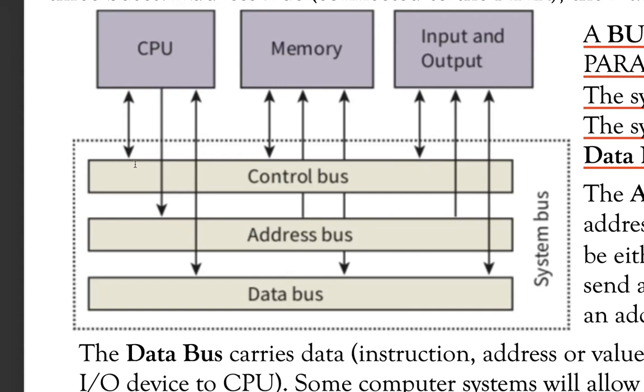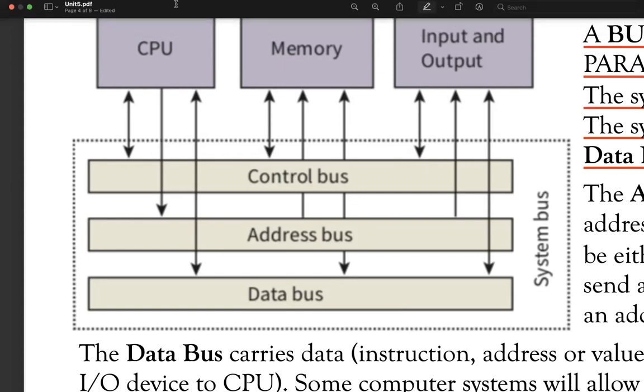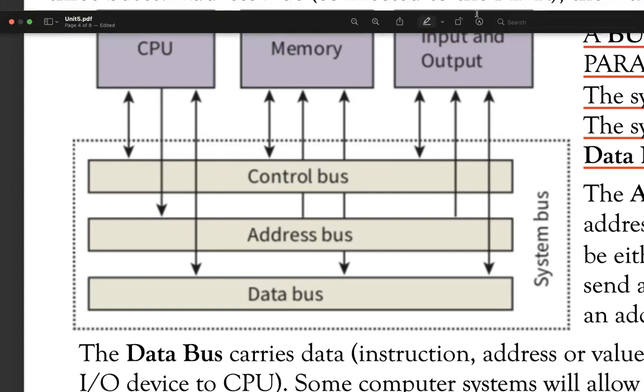the arrow that connects the CPU with the control bus is bidirectional. What that means is that the control bus is bidirectional. So data can be sent from the CPU and can be received back to the CPU as well on the same channel. So this is a bidirectional bus. Now, just to make things clear.